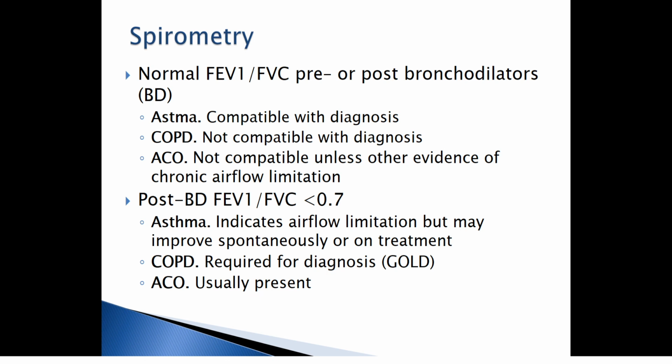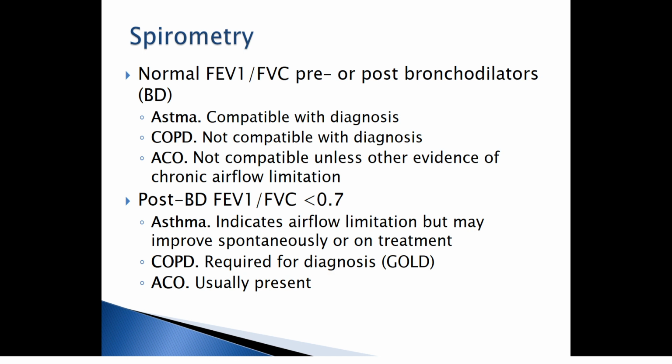If normal FEV1 to FVC ratio, pre or post bronchodilators, it may be in asthma. It cannot be in COPD. FEV1 FVC ratio for COPD always should be low. And in ACO, it also cannot be normal because ACO has to include COPD. Normal ratio, only asthma, from these three diseases. Also, it can be in other diseases. We have many lung diseases except these three.